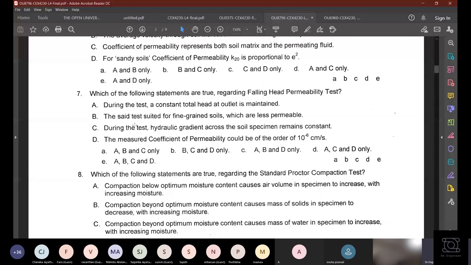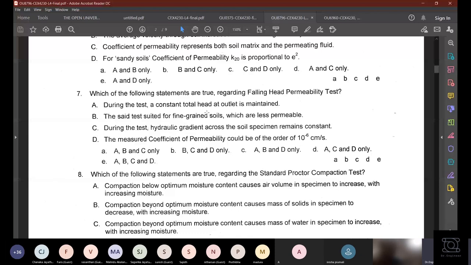So constant head is maintained at the outlet, right? So at the outlet, it is constant. At the inlet, it decreases. Typically, if we take the outlet as our datum, it is usually zero, right? Not always zero. It depends on the datum, and if the datum is at the outlet, then in that case it is zero. If someone takes a different datum, you'll get a different value, right?